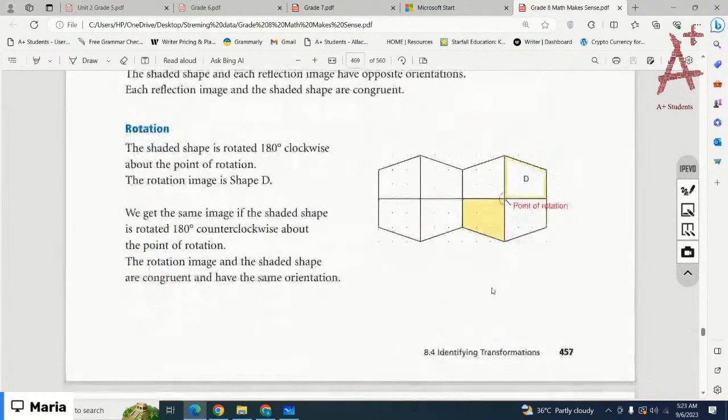Then the next one is a rotation. The shaded shape is rotated 180-degree clockwise about the point of rotation. The rotation image is shape B. We get the same image if the shaded shape is rotated 180 degrees counterclockwise about the point of rotation. The rotation image and the shaded image are congruent and have the same orientation.